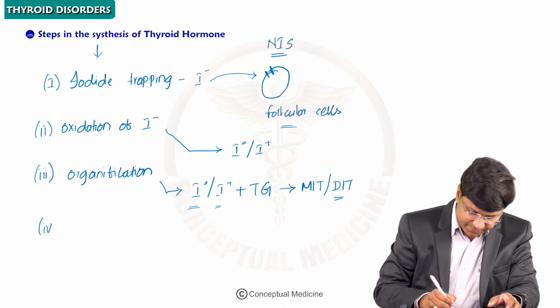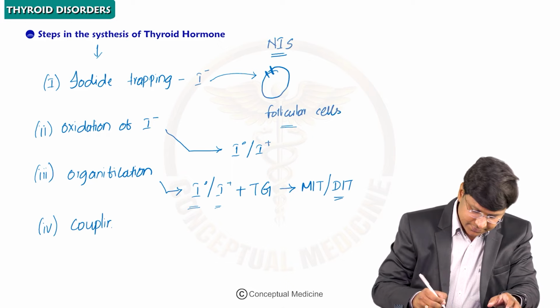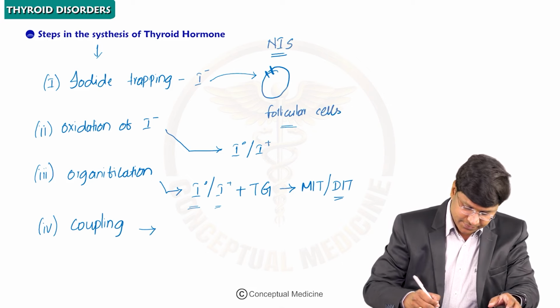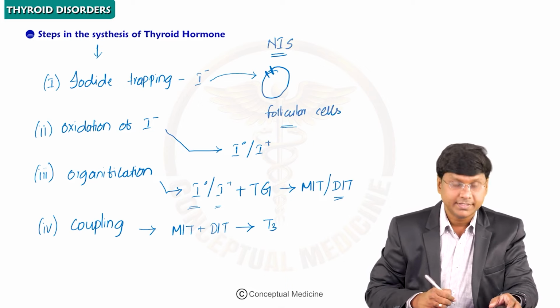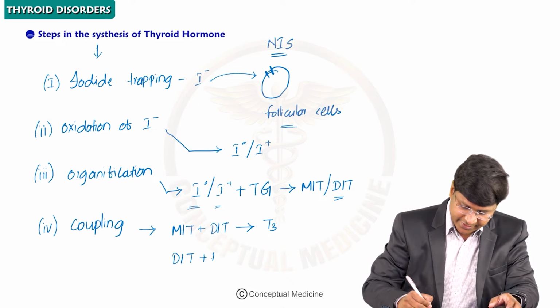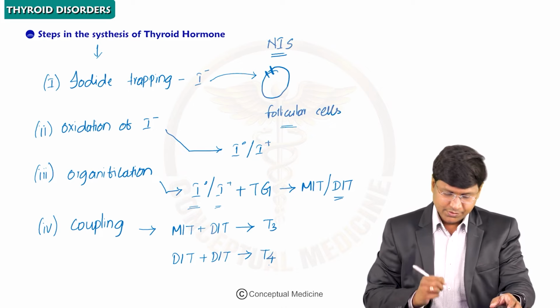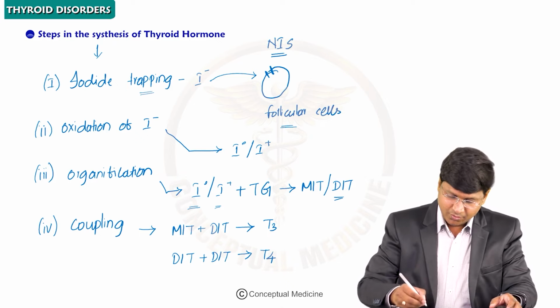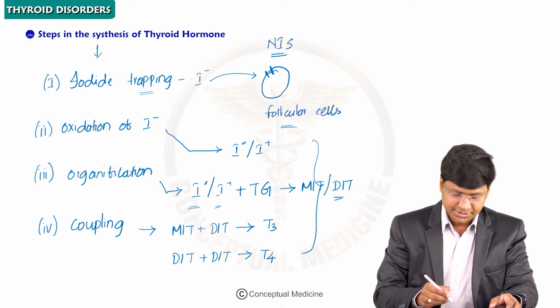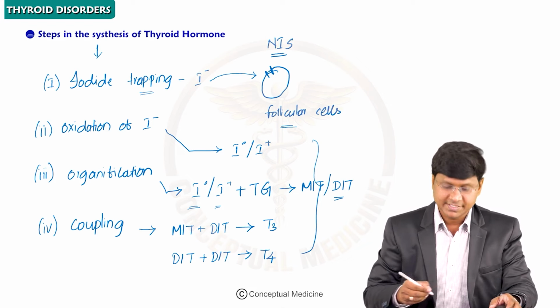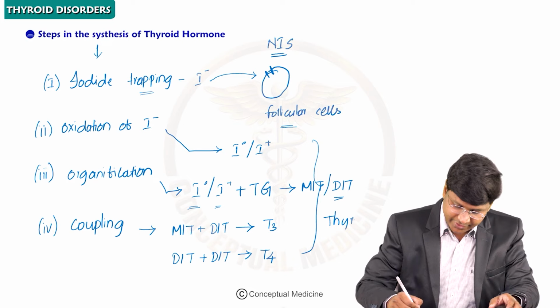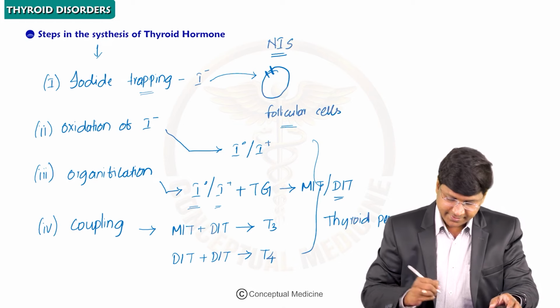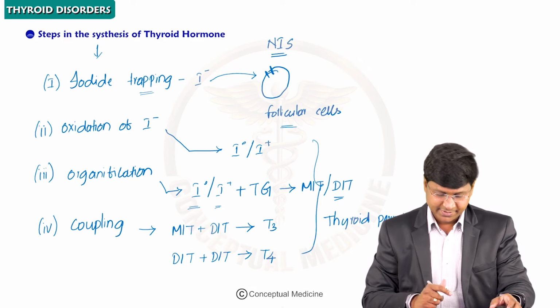Followed by that, the next important step is coupling. In coupling, monoiodotyrosine will combine with diiodotyrosine to form T3. Then diiodotyrosine will combine with diiodotyrosine to form T4. This is your coupling. So these are the three important steps after your iodide trapping. Now, what is the enzyme which is required for oxidation, organification, as well as coupling? The enzyme which is required is thyroid peroxidase.